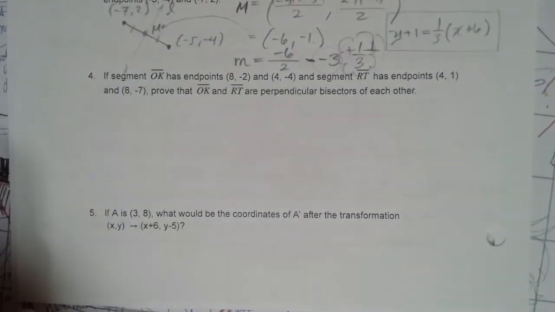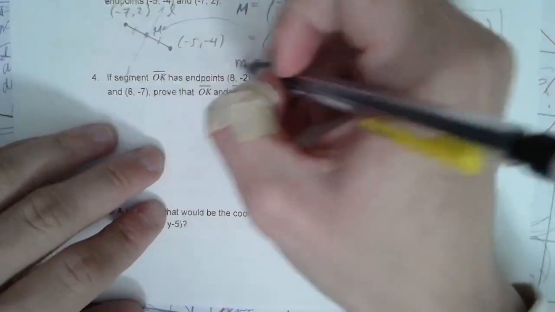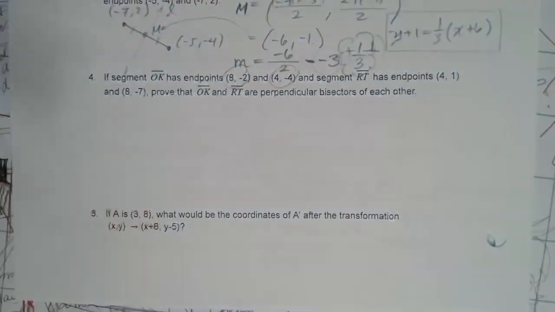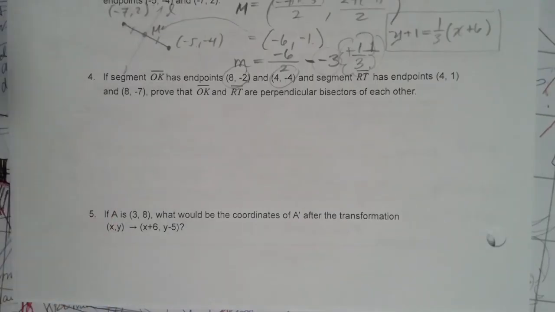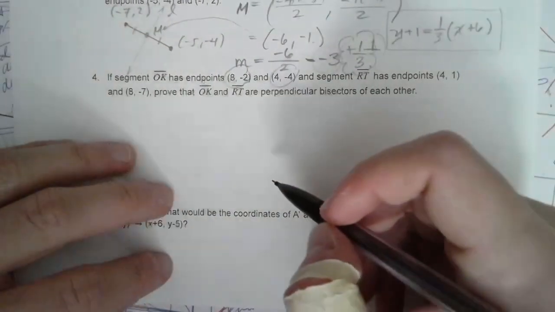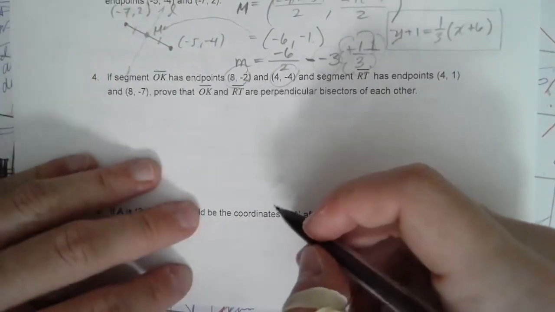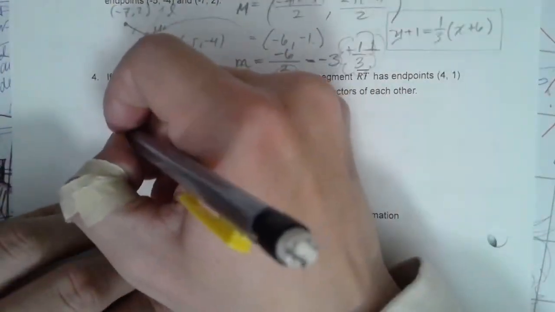So, for number four, if the segment OK has endpoints 8, -2, and 4, -4, and the segment RT has the endpoints 4, 1, and 8, -7, prove that OK and RT are perpendicular bisectors of each other. So, perpendicular bisectors of each other. So this means there's two segments, I guess. I'm going to draw them out.